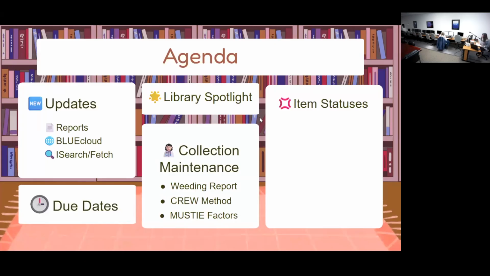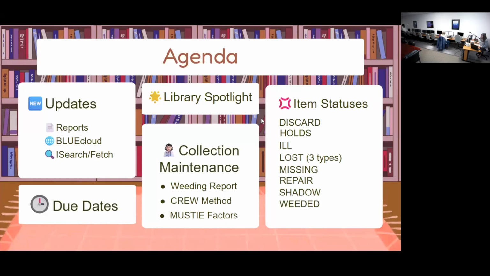Hopefully we'll have time to talk about item statuses, because a few of these can be a little misleading if you don't understand them. So discard, holds, ILL, interlibrary loan. What is lost? There are 3 different types of lost, and I've been asked, which one do you use, or when do you use each one? When something is missing, a repair, shadow, and weeded.